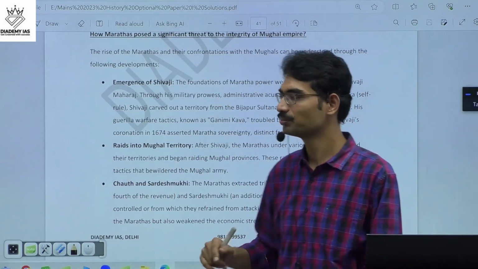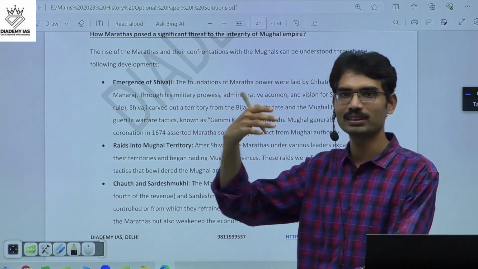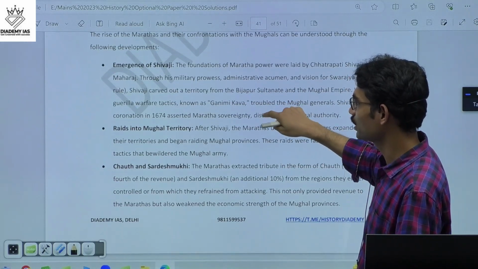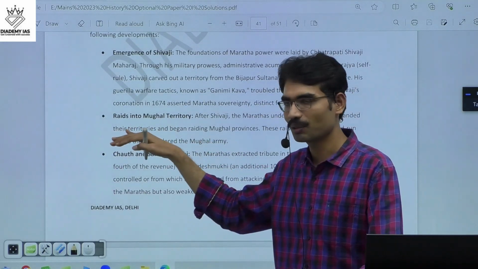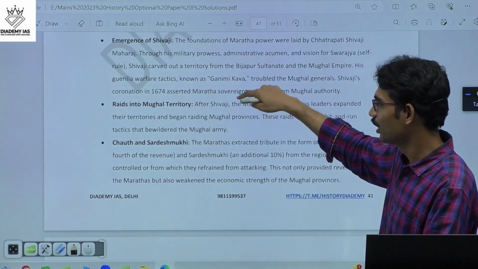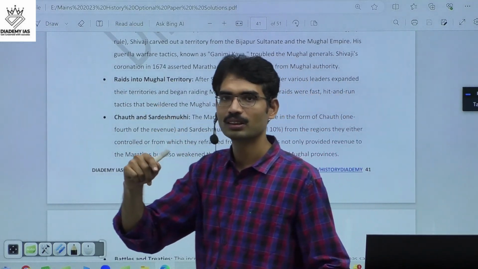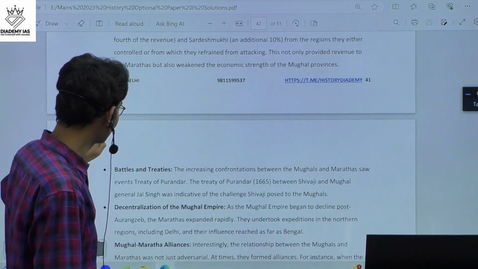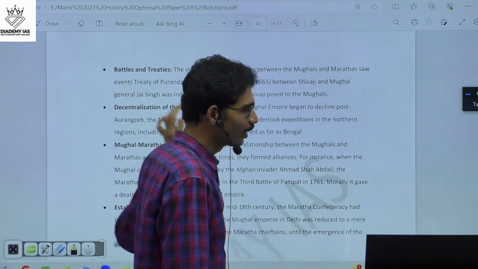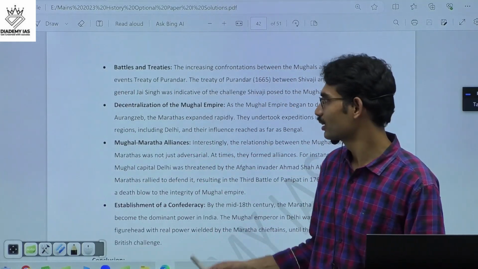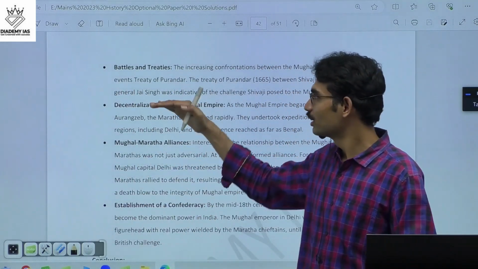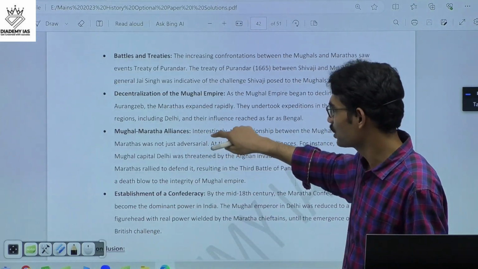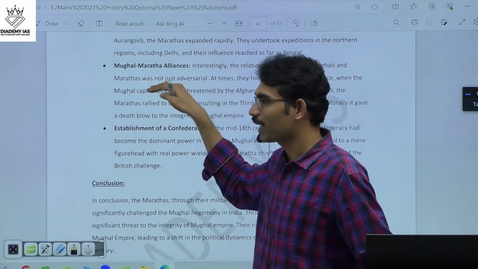Starting from Shivaji, the emergence of Shivaji itself is a big threat to the Mughal Empire. You mention the threat during Shivaji's time period, and continuous raids in Mughal territory, and after Aurangzeb, Chauth and Sardeshmukhi taxes were also imposed on the territories of the Mughals. Different battles took place, and due to decentralization of the Mughal Empire, due to weak successors, the Marathas became strong, dominated, and there was the establishment of Mughal-Maratha alliances.